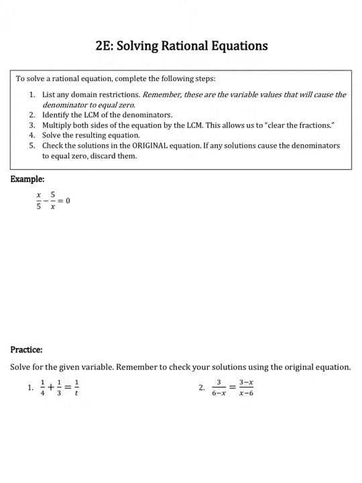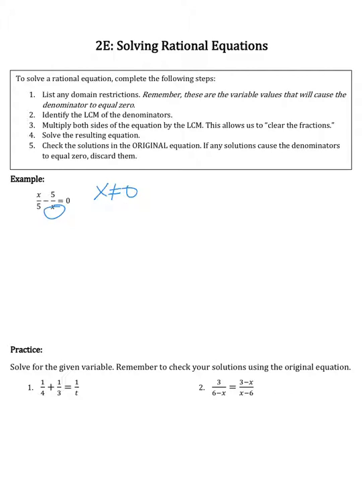So if you look at the domain restrictions, we're looking at what value is going to make the denominator become 0, okay? So we're saying that x cannot equal 0. Again, because we don't want our denominator to be 0, that means x can't equal 0. So that is our one domain restriction. Now if I look at the two denominators, I need to come up with the least common multiple. Well, the least common multiple of the two denominators is 5x because it has both the factors of 5 and of x.